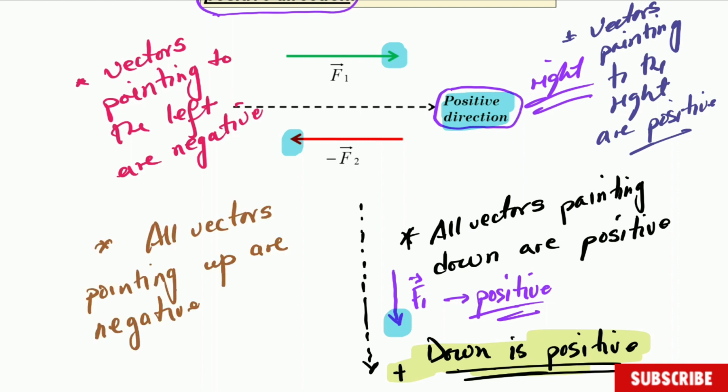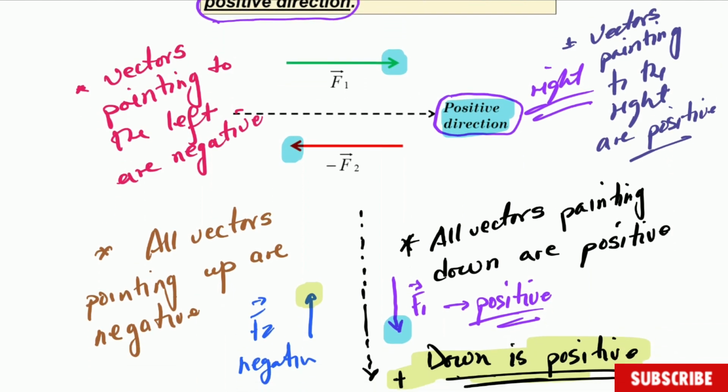And then all the vectors that are pointing up are going to be negative. For example, let's use another color here so you can see it nice. Let's use, for instance, blue. So any vector that is pointing up, this is F2, is going to be negative because the direction is opposite to the one we selected as positive. This is a very important concept.